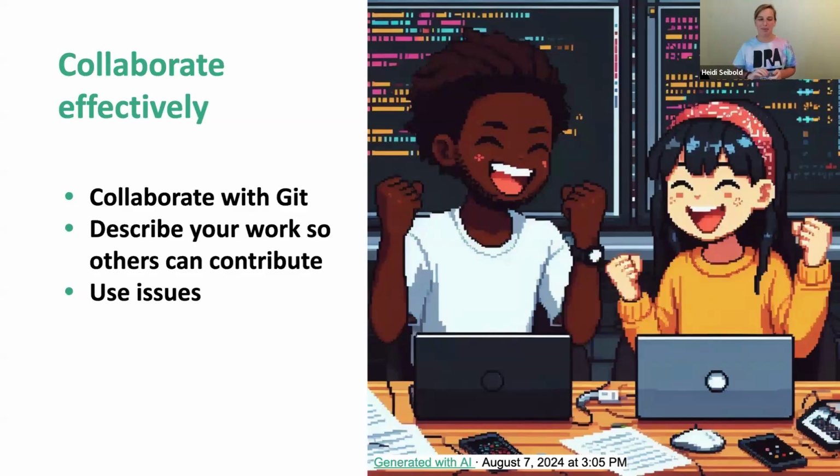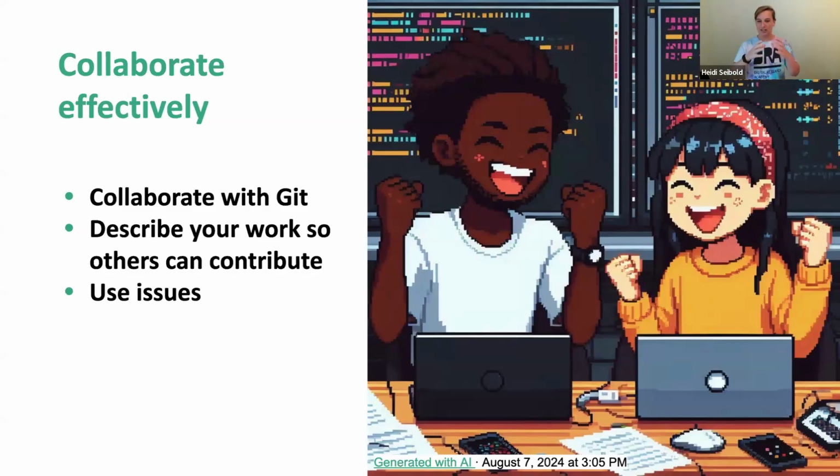So the second suggestion is describing your work so that others can contribute. I'll show an example of that in a minute. But essentially, I talked about documentation in two terms, right? Documentation for users, but also for contributors or people who come to the group later on. And describing your work so that others can contribute is the kind of documentation that's for the latter case. And then the last point is use issues.